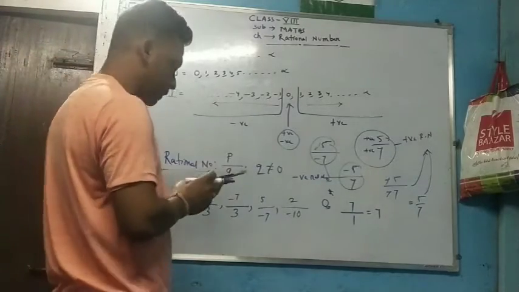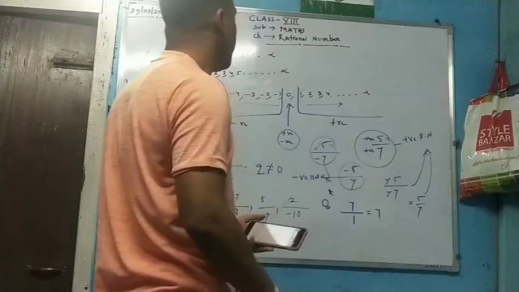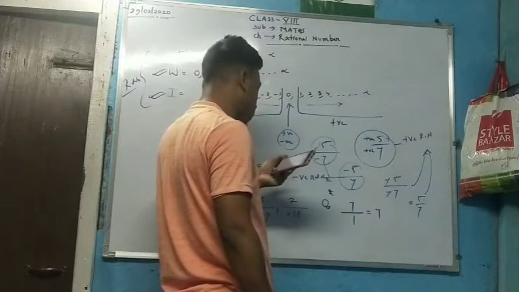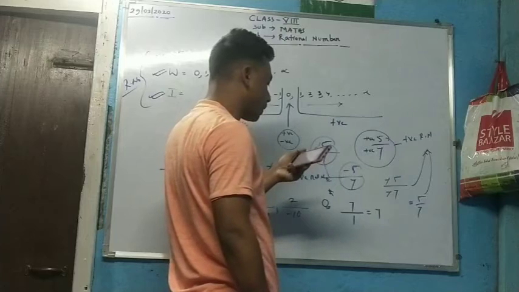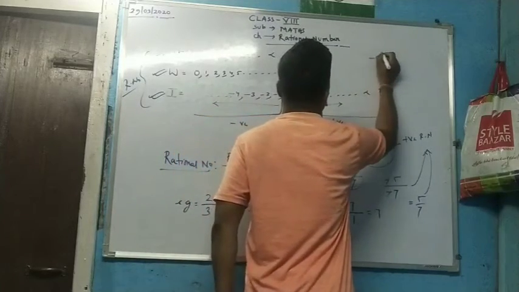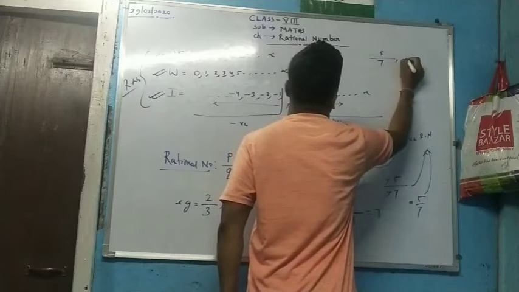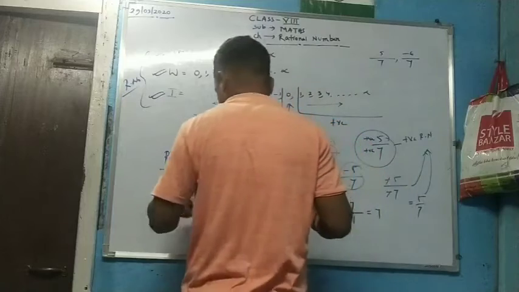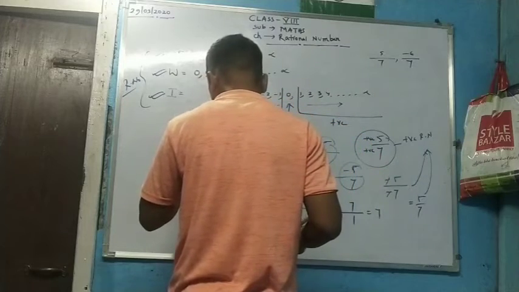One of the important points is this: a rational number is said to be in standard form if the denominator is a positive integer and the numerator and denominator have no common factor. I'll give one example. Like this: 5 by 7. It can be minus 6 by 7.